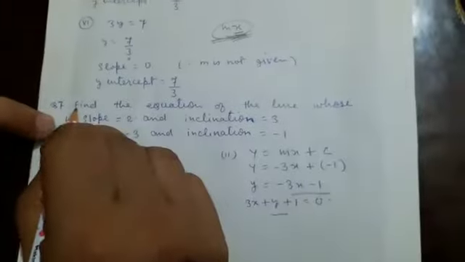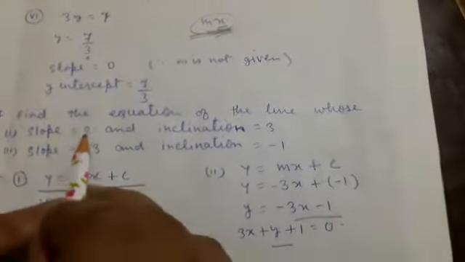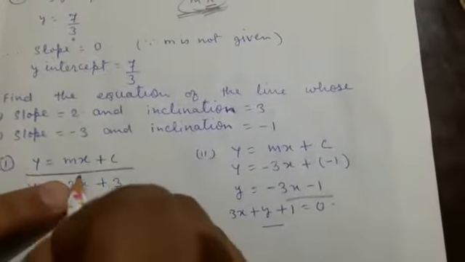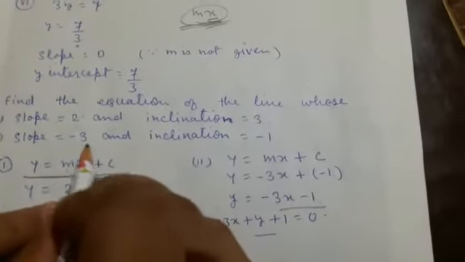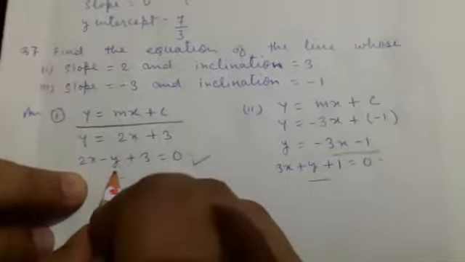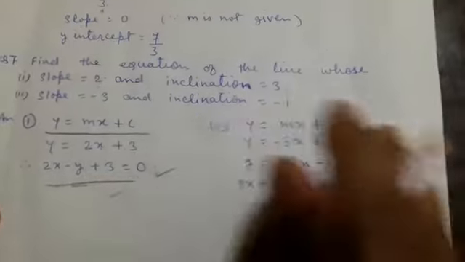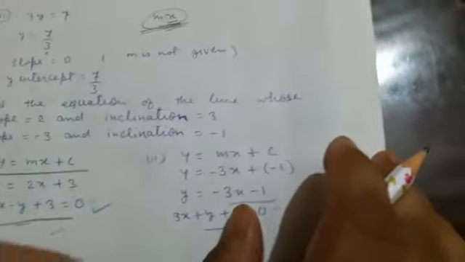In question number 7, find the equation of the line whose slope is 2 and intercept is 3. And in the second part, slope is minus 3 and intercept is minus 1. Let us see. This is the formula: y is equal to mx plus c. So y is equal to, what is the slope given? In place of m we will write 2, and x is already there, plus c. In place of c, what is given? 3. We will write 3. So what will be the equation? 2x, we transpose y to the right hand side, minus y plus 3 is equal to 0. This will be the equation when the slope and intercept are given.